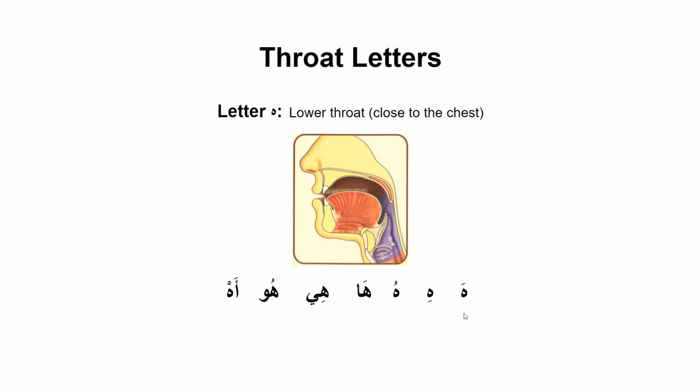So what does this Ha sound like? Ha, he, hu. So this is the Ha. Then we have Ha, he, hu, ah. So here we have the letter Ha, which is also from the lower throat. So again, these 2 letters are only from the bottom of the throat, close to the chest. So only 2 letters are from the lower throat makhraj, Hamza and Ha.